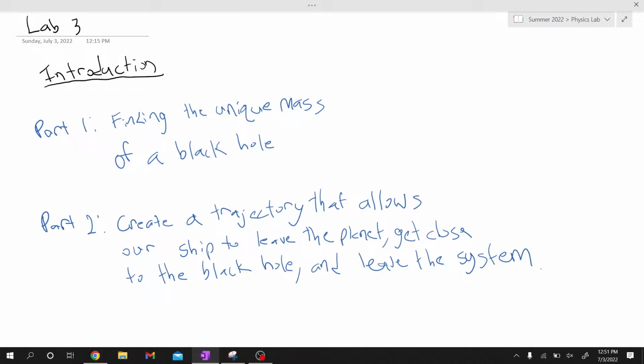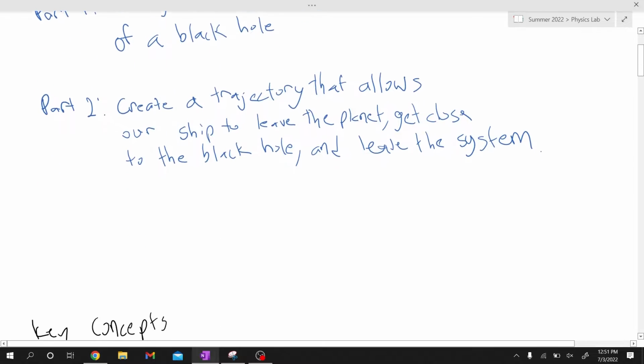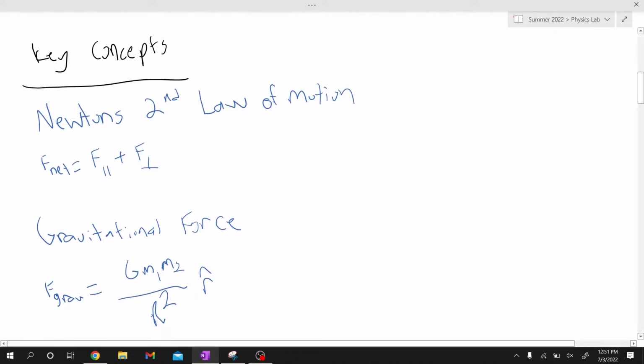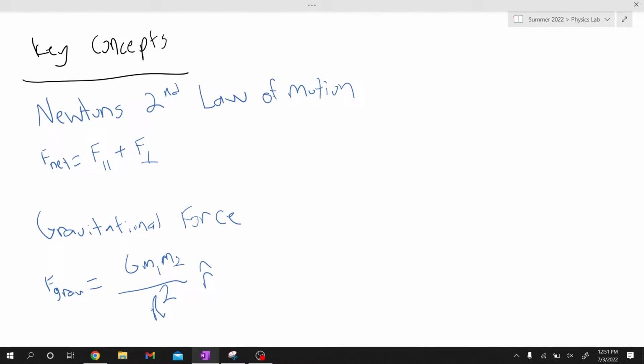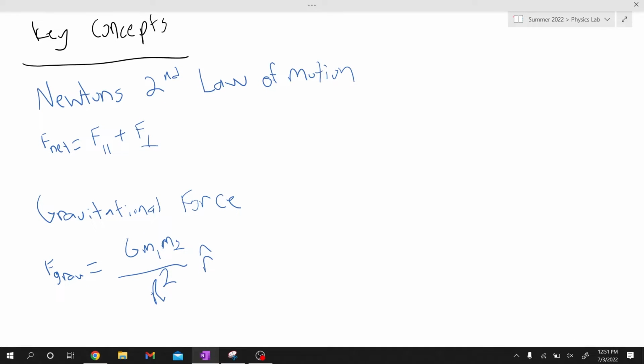In this lab, we will be finding the unique mass of a black hole using computational modeling and creating a trajectory that allows our ship to leave the planet, get close to the black hole, and then leave the system entirely. The key concepts we will be using are Newton's second law of motion, which states that the net force acting on an object is equal to the parallel force and the perpendicular force.